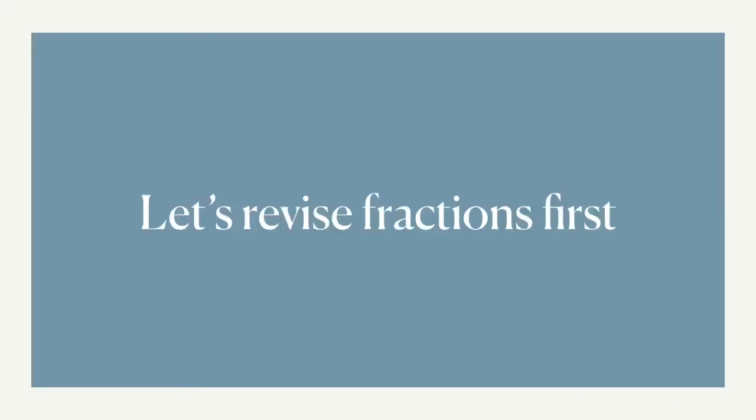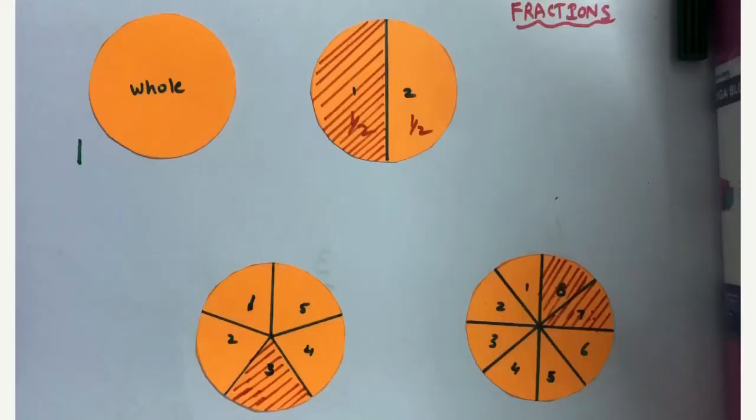Let us revise fractions first, and then we will see how to add fractions with like denominators. Let's look at some circles that are shaded in order to help with fractions. Let us understand now how we can write a fraction for these circles and the shaded parts.